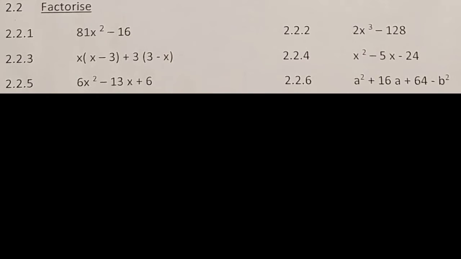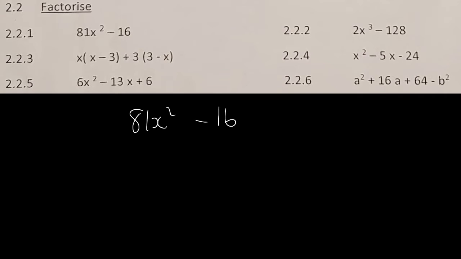2.2.1, we get 81x squared minus 16. Now if you look at this by inspection, we'll see that 81 is a number that's squared, right? It's a square number. The x squared is a term that has been squared, and the 16 is a square number. So also we notice that there is a minus in between these two terms, and we know that this is called difference of two squares.